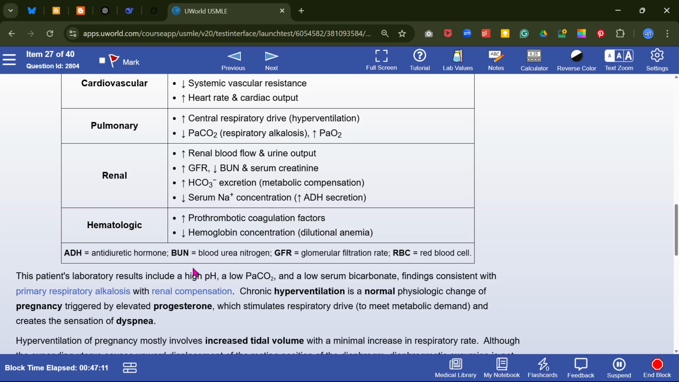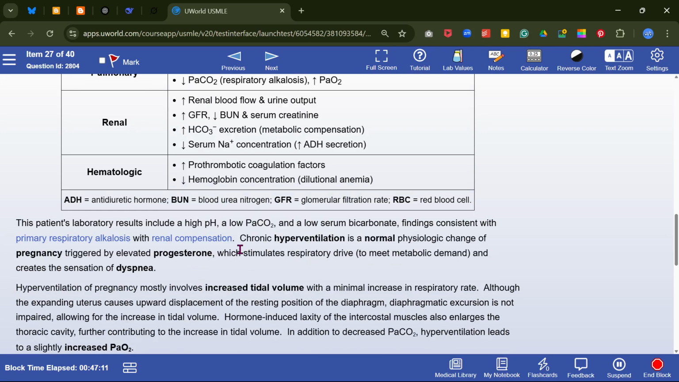Okay, so this patient's lab results include a high pH, a low PCO2, and low serum bicarbonate. Findings consistent with primary respiratory alkalosis with renal compensation, chronic hyperventilation. Chronic hyperventilation is a normal physiologic change in pregnancy triggered by elevated progesterone, which increases respiratory drive to meet the metabolic demand and creates the sensation of dyspnea.